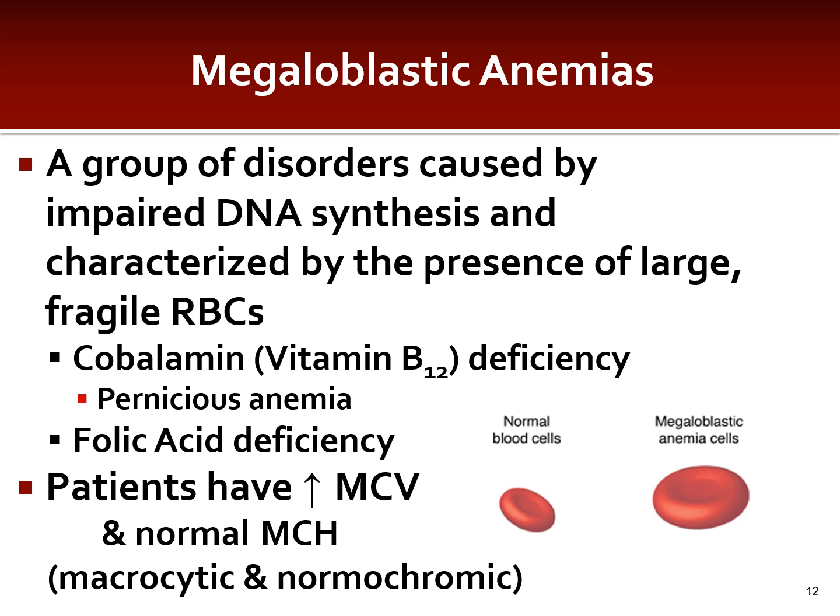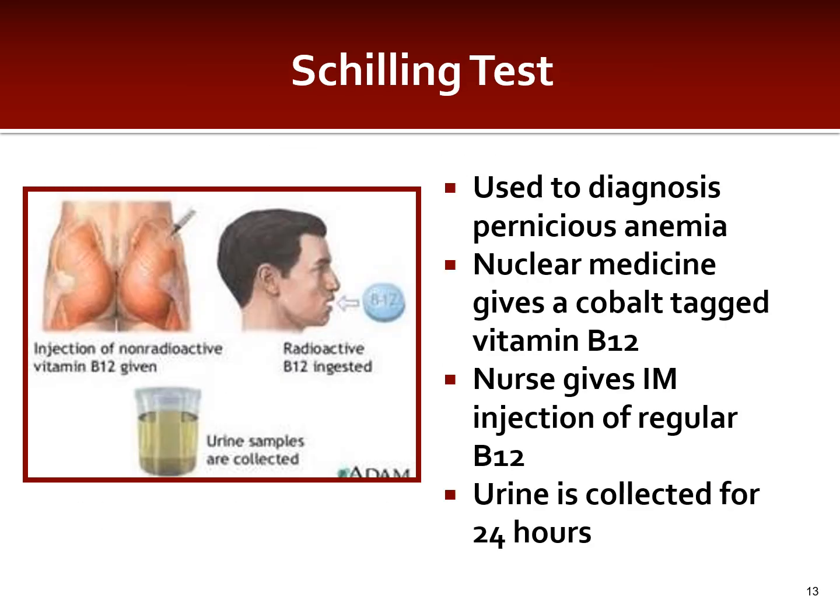So megaloblastic cobalamin deficiency could lead to pernicious anemia, and megaloblastic anemia could also lead to folic acid deficiency. The Schilling test is used to diagnose pernicious anemia. Again, this is how we diagnose it.